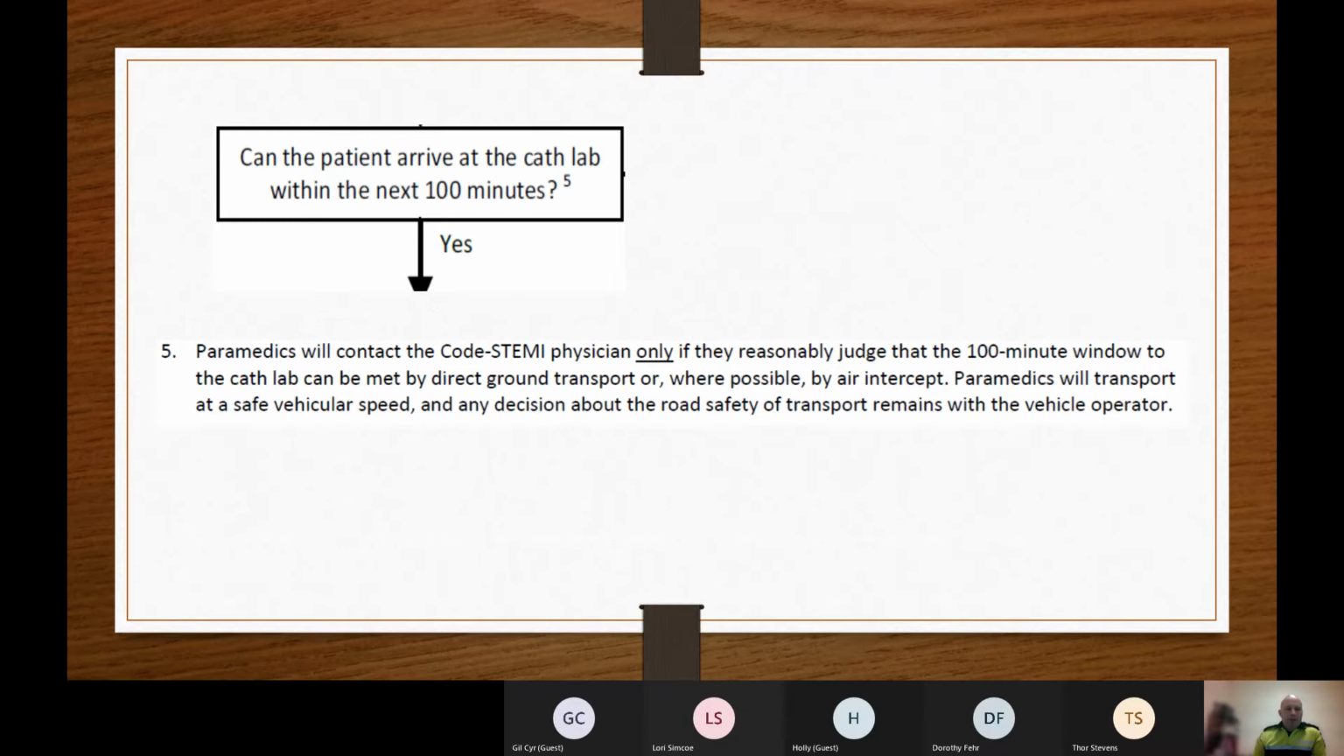So the big question: can the patient arrive at the cath lab within the next 100 minutes? And again, that is from when we arrive at the house, not when they started having symptoms. If they've had chest pain for 3 days, that clock starts when we walk to the door. It doesn't matter. So when we arrive on scene.